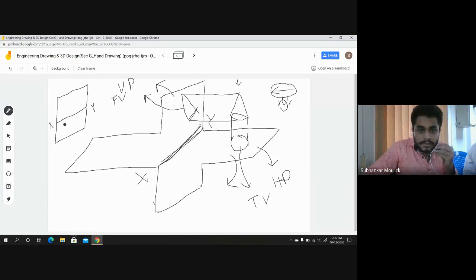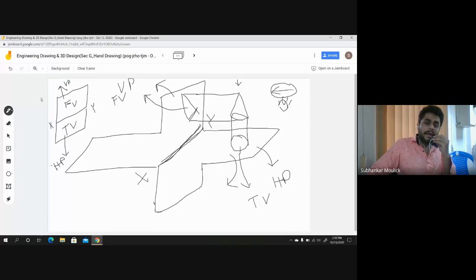That means I can say that this is my vertical plane. In the vertical plane, I am getting the front view. Here I have taken an example of a cone, but you can take any example, any object. This is my horizontal plane, HP, and the view which I will get is TV. XY is the reference line or the dividing line that divides the vertical plane from the horizontal plane. So we are done with front view, we are done with top view.